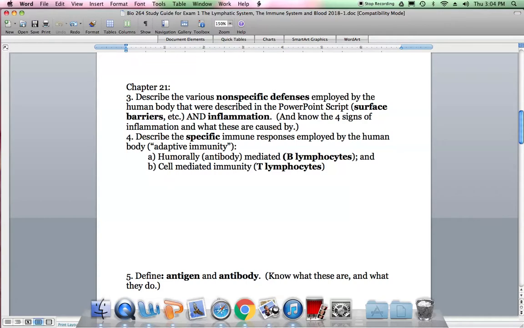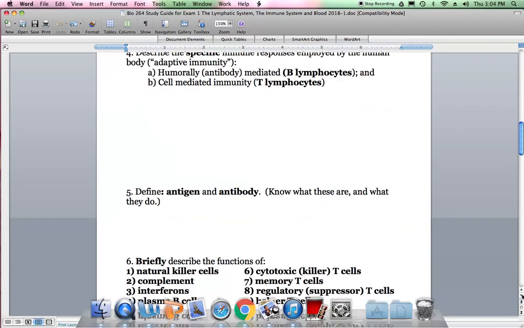The cell-mediated immunity is engaged in by the T lymphocytes or T cells. And the bulk of the PowerPoint for chapter 21 actually discusses T lymphocytes in depth and also B lymphocytes in depth. The 5th objective for this study guide is define antigen and antibody. Remember, antibodies are made by B lymphocytes, and there is a discussion about what is an antibody.